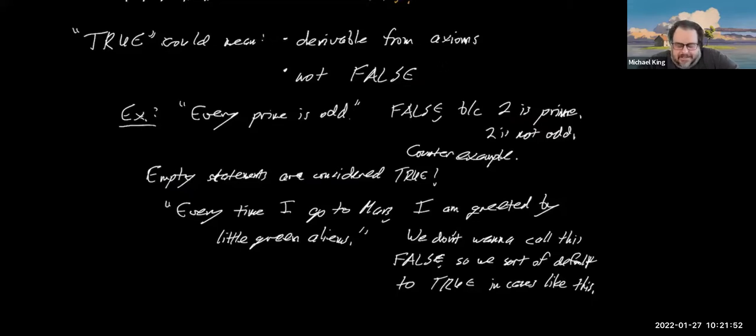Well, you could, right. I meant this more as an or, not an and. This could mean derivable from axioms, or it could mean not false. There are just some weird things in math, where math works better if you take these empty statements and default them to be true. Because if it's derivable from axioms and you're assuming the axioms are true, then we would definitely want to call the statement true.